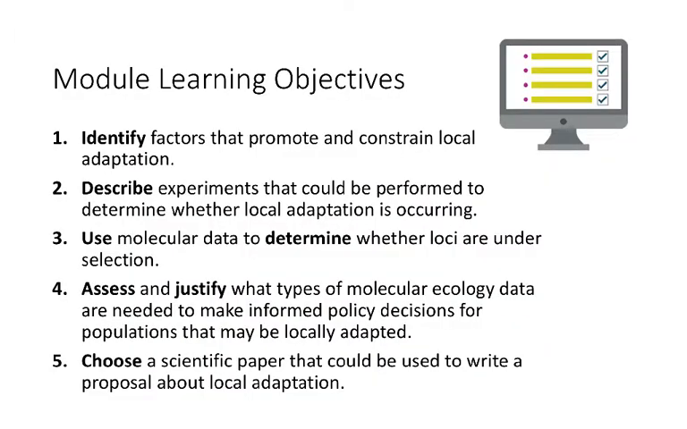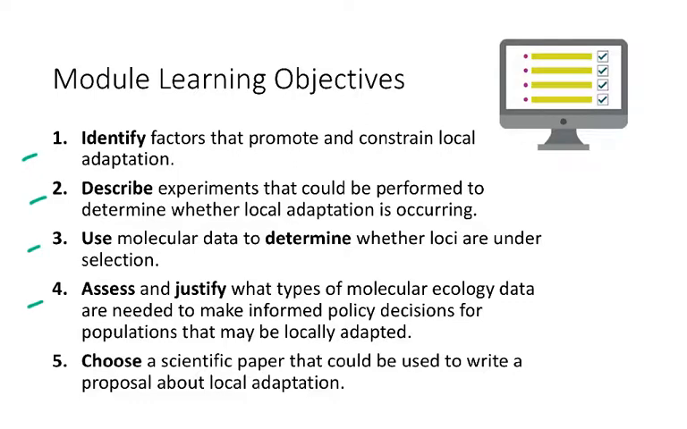So for this particular module, thinking about what you'll be able to do by the time you complete this module, you'll be able to, first of all, identify the factors that promote local adaptation or cause it. You'll be able to describe some experiments that people often do in order to figure out if local adaptation is indeed happening. You'll be able to use molecular data. Of course, this is a molecular ecology class. You'll be able to use molecular data to figure out whether certain loci are under selection.